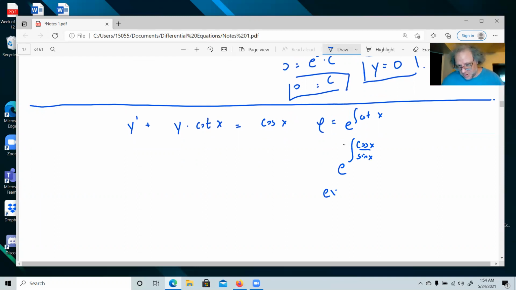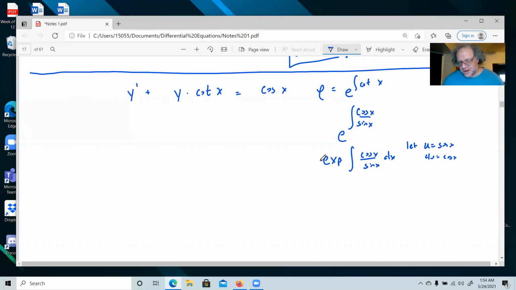By the way, in the old days, when typesetting wasn't quite so good, we used exp for e. This helped you keep everything on one line rather than subscripting or superscripting everything and having to deal with it. So we would say something like, let u equal sine x, du equals cosine x. So we're going to end up with e to the integral of 1 over u du, which is going to be e to the natural log of u, natural log of sine x.